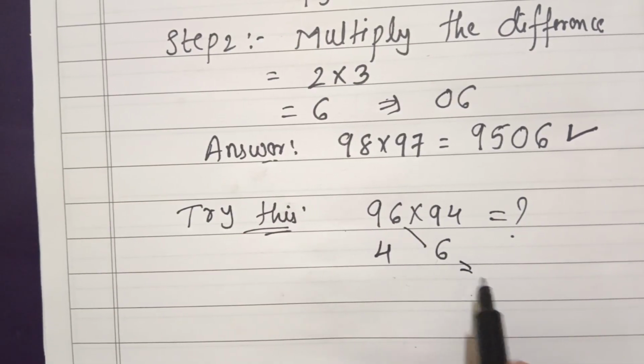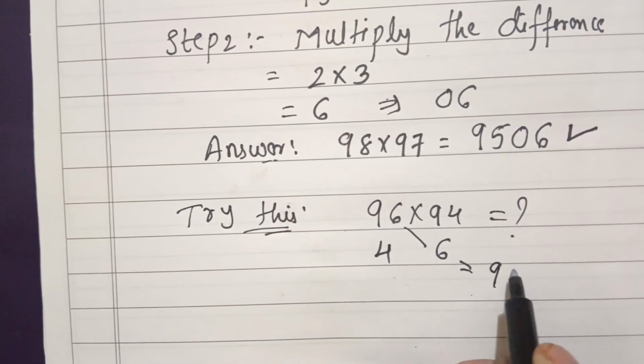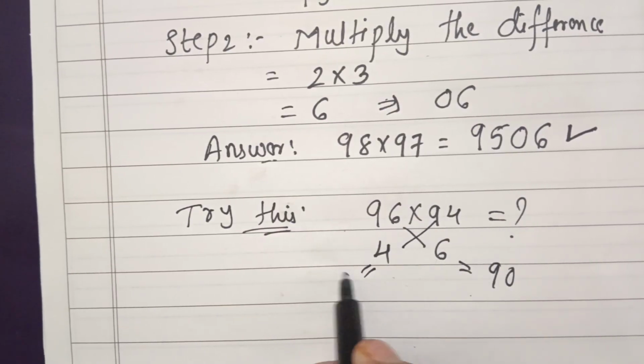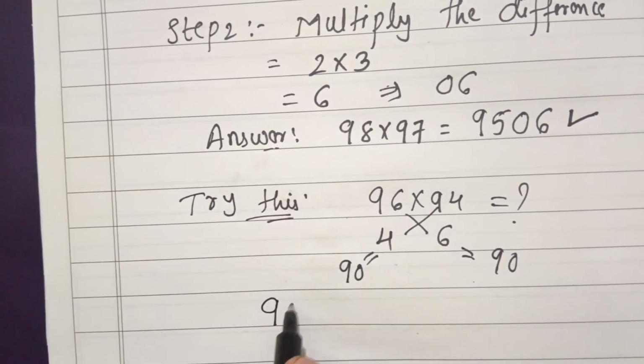Diagonally subtract. Any one we can do, no need of doing both. 96 minus 6, we will get 90. If you do this also, you will get 90. Any one is enough, no need of doing both. Okay, so we got one answer, which is 90.